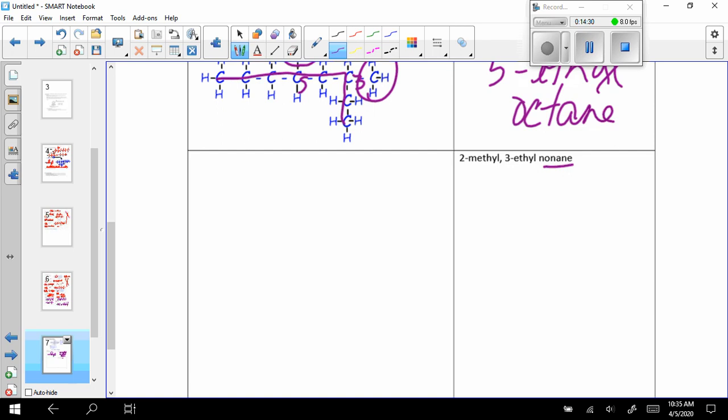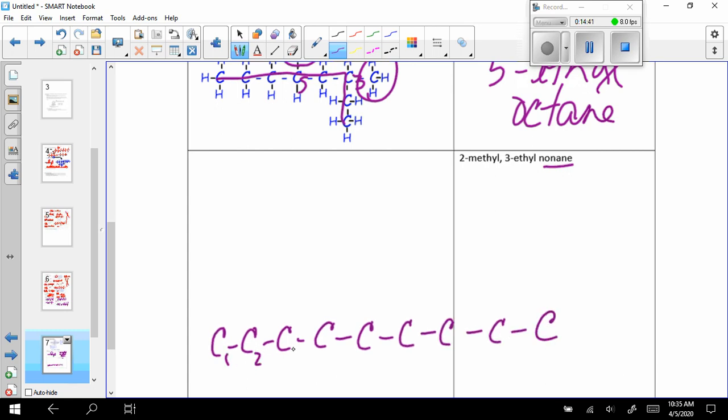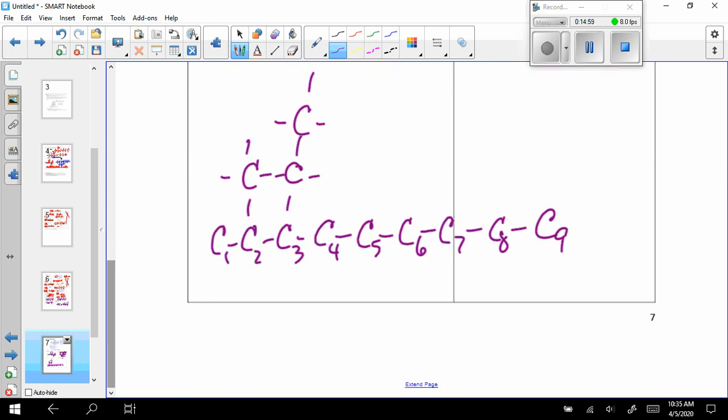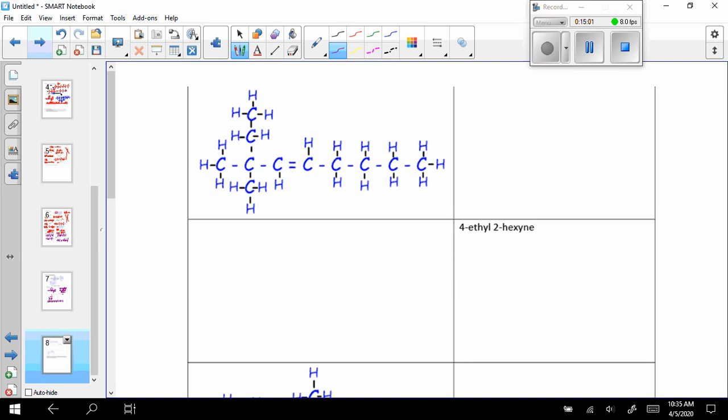All right, now a name. So I always start with the last name. So nonane is 9. 1, 2, 3, 4, 5, 6, 7, 8, 9. Okay, 2-methyl. So off the second carbon, I give it a methyl. And then 3-ethyl. There we go. I actually think these are really fun to do.